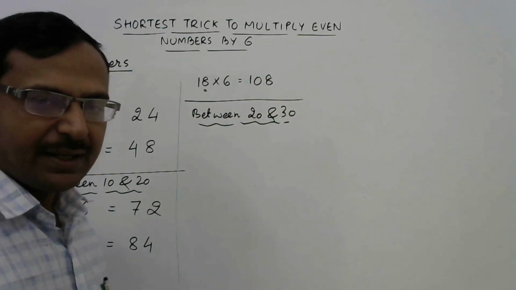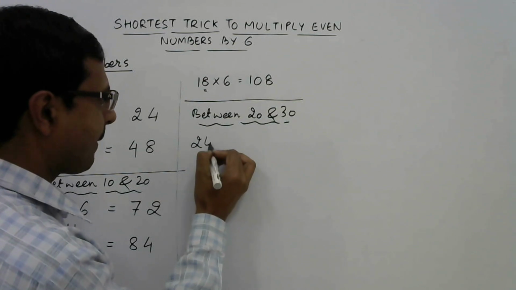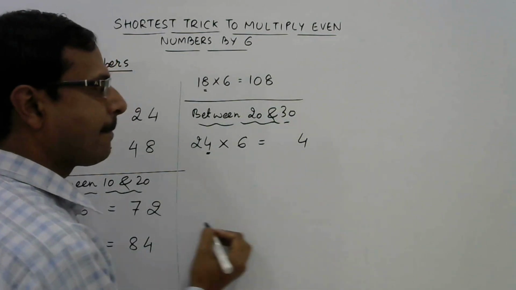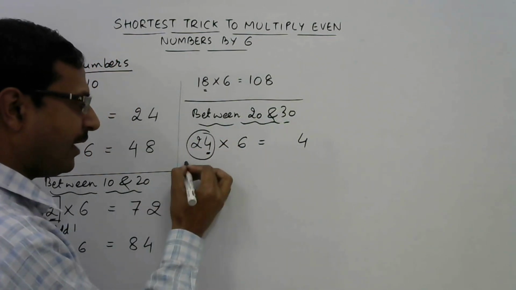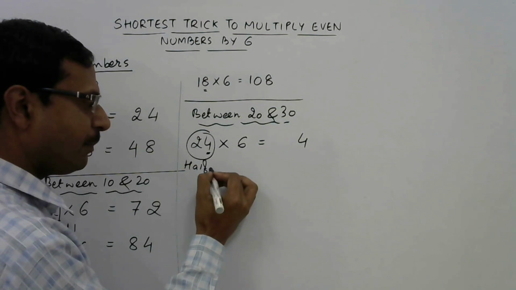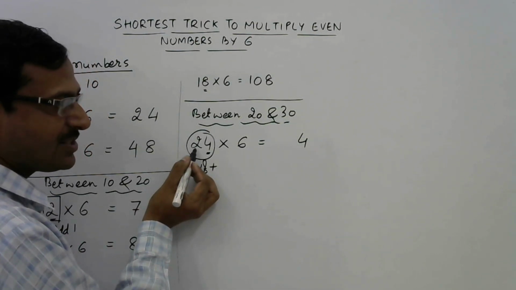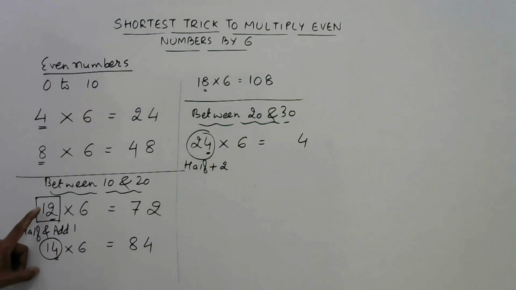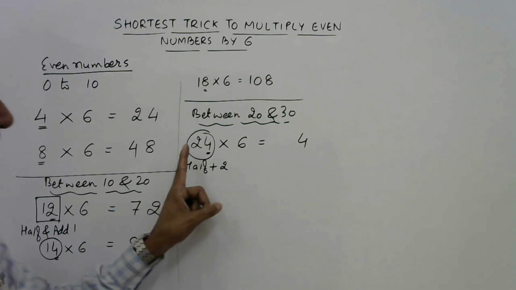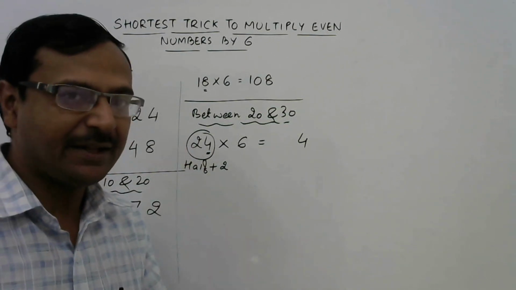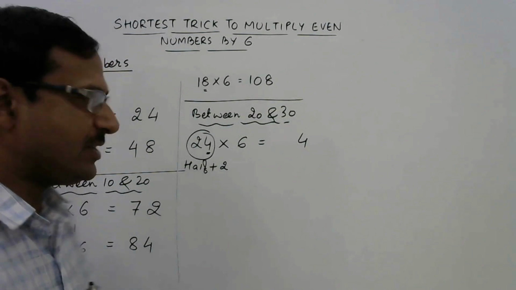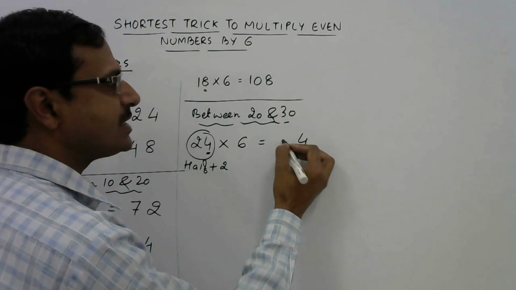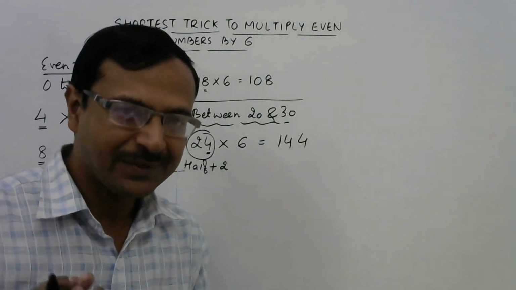So let's take the example of 24. Now see, 4 means ending with 4. And now half plus, what is the tens digit here? 2. So now half plus 2. Just as we did here, half plus 1. So now the numbers are in 20s. So you have to half and then add 2, which is the tens place. So half of 24 is 12. 12 plus 2 is 14. So 144 is the answer.